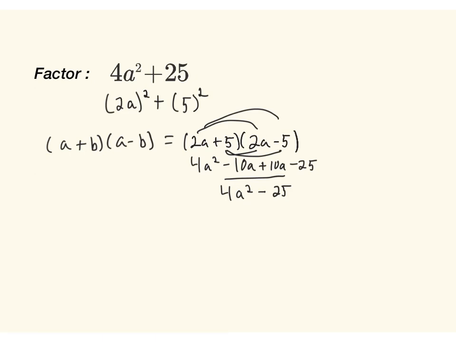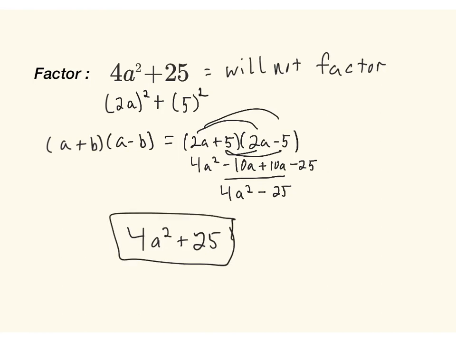And you can try other patterns and will be equally as unsuccessful in finding a way. So this pattern will not factor. And there is nothing you could do to factor it. So what you would write then is possibly just write 4a squared plus 25 as your answer, because there's nothing you can do to simplify that.